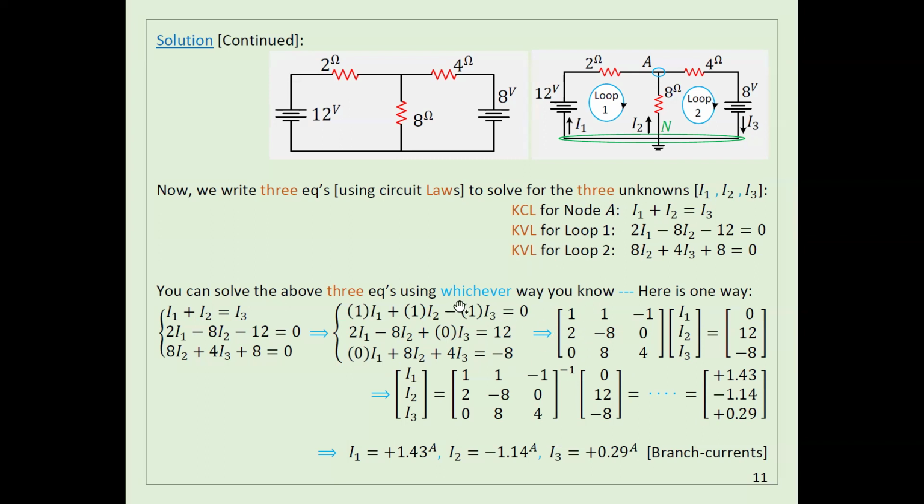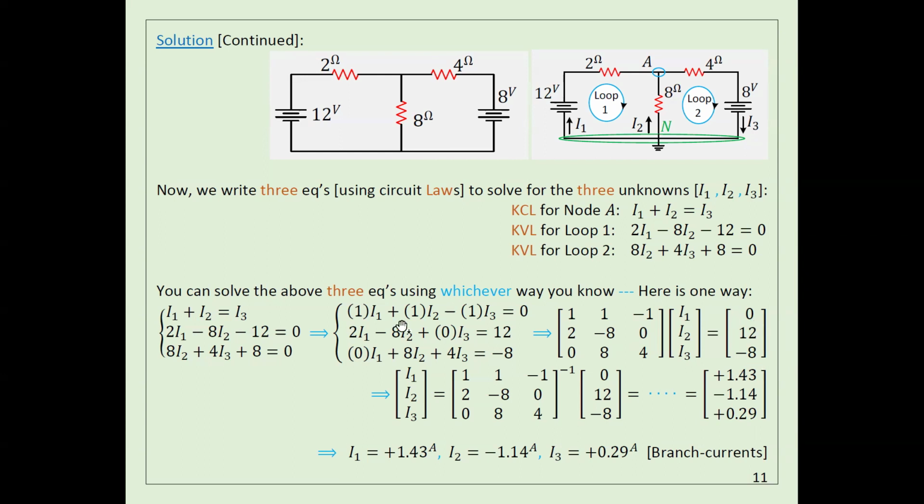Let's see I2. Here we have I2 multiplied by 1, I2 multiplied by -8, I2 multiplied by 8. So 1, -8, and 8 is going to be the second column here. So these are the coefficients of I1 in the 3 equations. These are the 3 coefficients of I2 in the 3 equations. These are the 3 coefficients of I3 in the 3 equations.